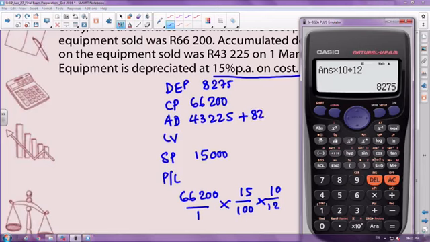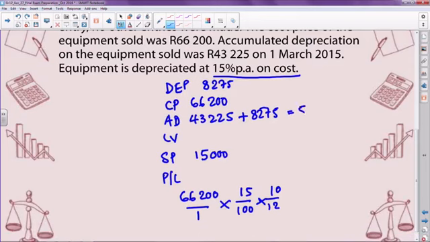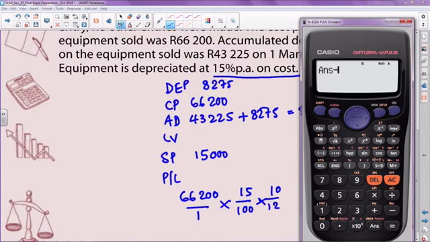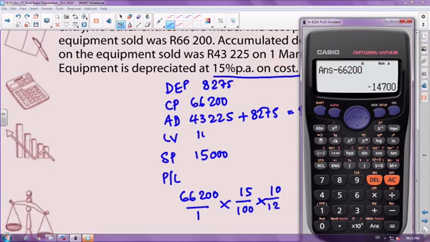Add it here, 8275. So we got that plus 43,225. What am I doing? I'm adding my accumulated depreciation at the beginning of the year to my current depreciation, and that gives you an amount of 51,500. Right, so that equals 51,500. I can now calculate my carrying value, which is that minus 66,200. Remember, I'm taking the shortcut, which is 14,700. Just ignore the sign there because I just used the figures to quickly get to my answer.